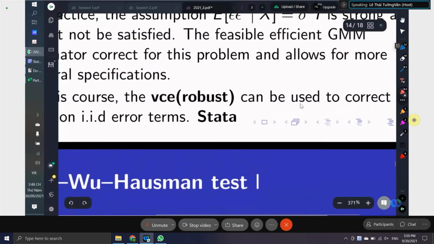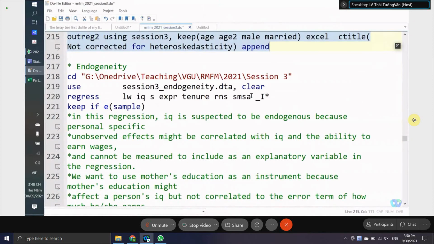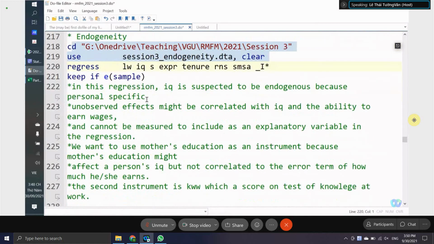Okay. Now let's do that in Stata. Come on, endogeneity. Now I want to load the data. In this regression, we are interested in explaining how the IQ score, how intelligent you are, influences the wages and salary that you are paid.